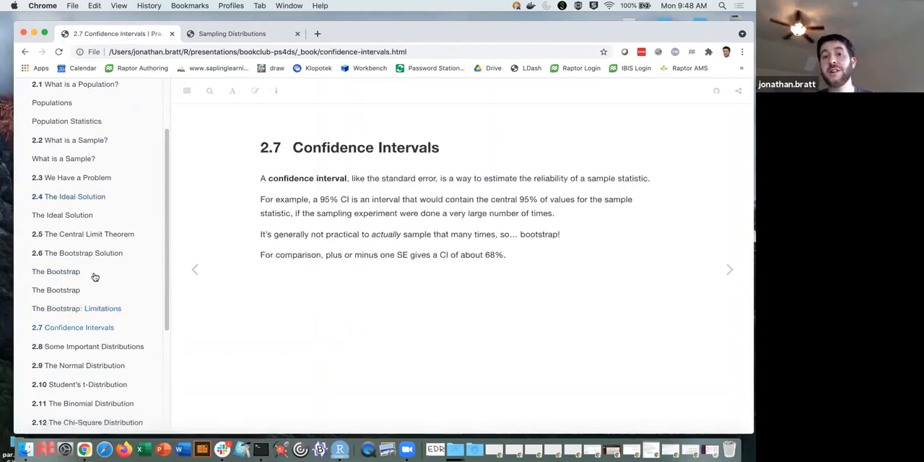Okay, the book at this point talks about confidence intervals. And I think that the idea of a confidence interval is pretty intuitive. A 95% confidence interval is the interval that would contain the central 95% of the values for the sampling statistic if you did the sampling experiment a large number of times. And again, you can't usually actually do samples a large number of times, so to estimate a confidence interval, you bootstrap. Then your 95% confidence interval would be the interval that contains 95% of the bootstrap sampling statistic values.